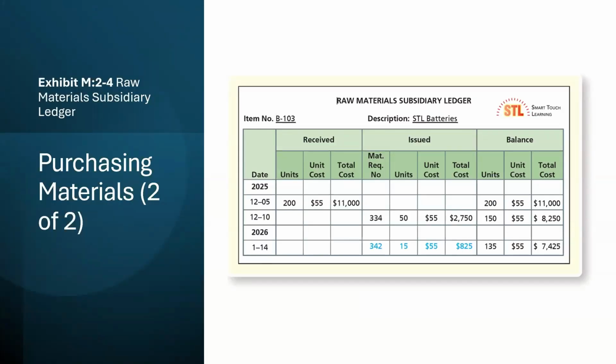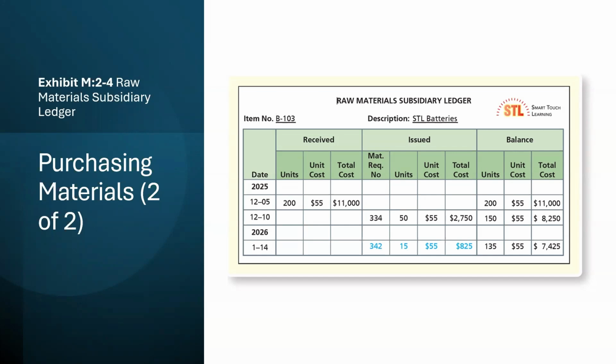The raw materials subsidiary ledger includes a separate record for each type of material that Smart Touch Learning uses to produce its tablets. So Smart Touch Learning would have separate pages in their ledger for the batteries, for the processors, cases, and other materials used. Here, Exhibit 2.4 shows an example of Smart Touch Learning's raw materials subsidiary ledger for their batteries.